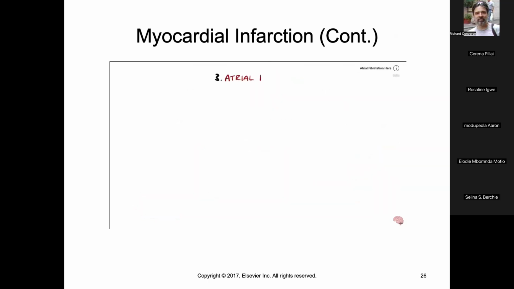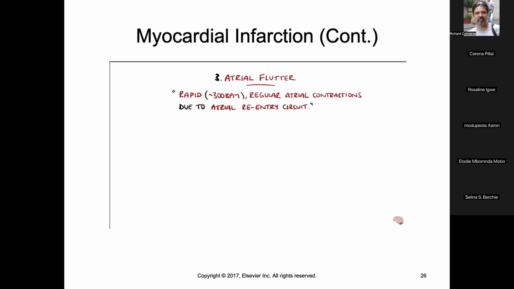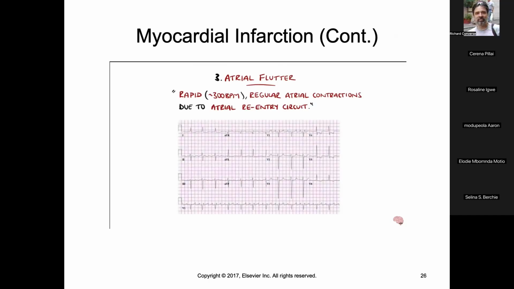Atrial flutter is often mistaken for atrial fibrillation. They are similar. The main difference is that atrial flutter features coordinated electrical activity in the atria due to a re-entry circuit, leading to rapid contraction of the atria. This is usually around 300 beats per minute, with a regular atrial rate and narrow complex tachycardia.